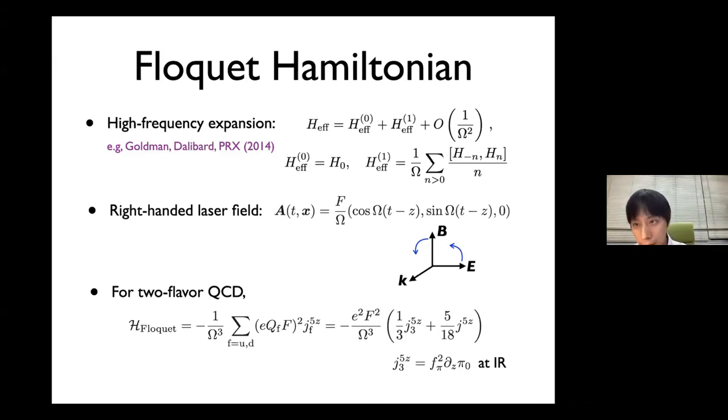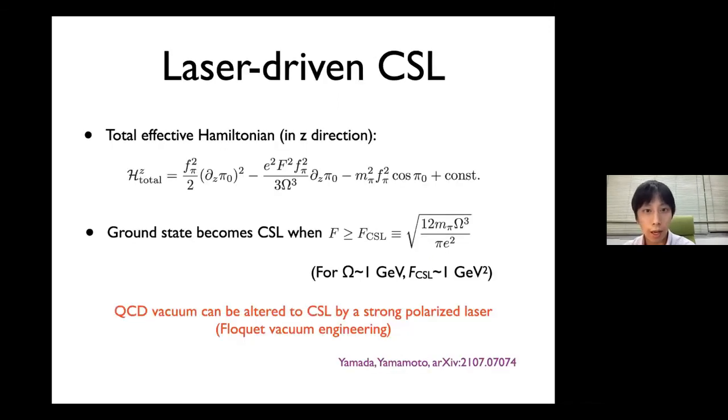Now, at low energy, this axial current carried by pion is given by this expression. So by substituting this expression into this Hamiltonian, we get the low energy Floquet effective Hamiltonian. So summarizing what I have argued so far, this is the low energy effective Hamiltonian. The first term and the third term are the time independent part of the original Hamiltonian, and the second term is the effective Floquet Hamiltonian induced by the laser field.